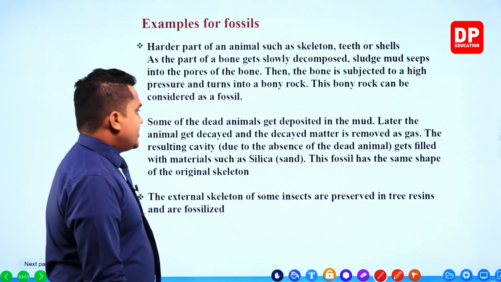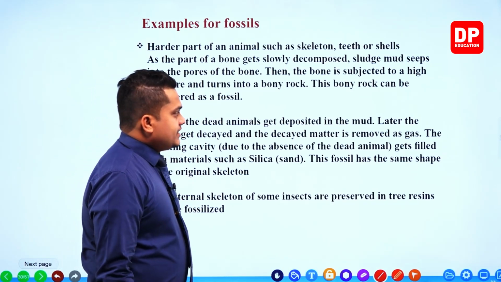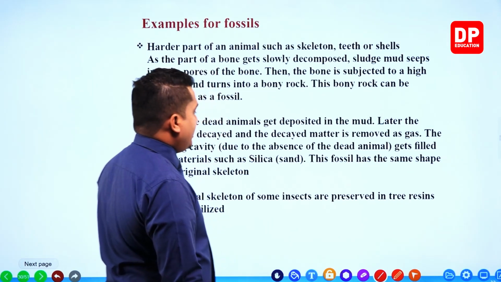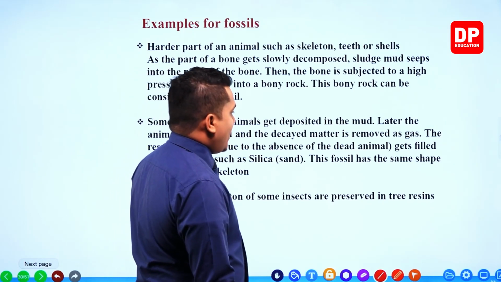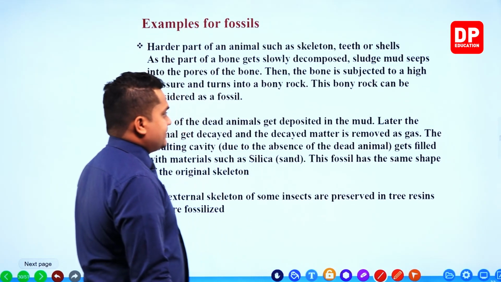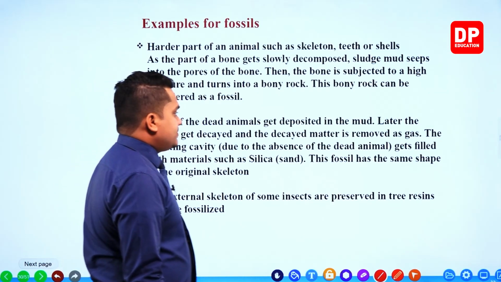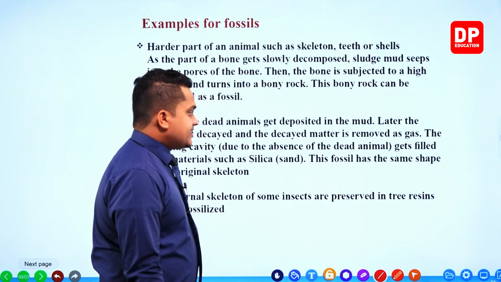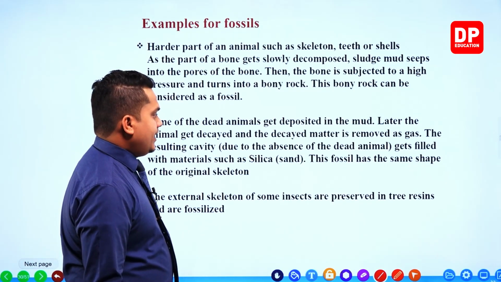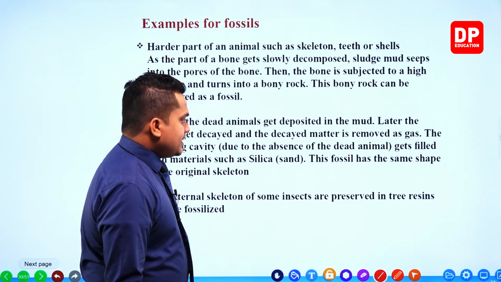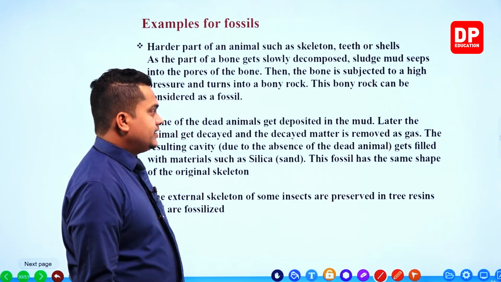Okay, then the second one. Some of the dead animals get deposited in the mud. Later, the animal gets decayed and the decayed matter is removed as gas. The resulting cavity due to the absence of the dead animal gets filled with materials such as silica, sand, and this fossil has the same shape as the original skeleton.